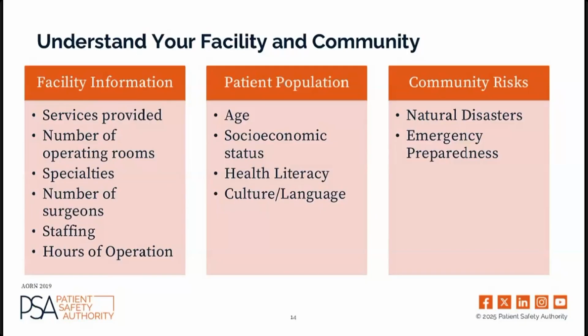So when you're understanding your facility and your community, we want to, again, really assess what exactly we're working with. So when we're thinking about facility-specific information, we want to think about what services we are providing, how many operating rooms we have, what specialties are doing procedures within the facility, the number of surgeons we have, what our staffing looks like, and what our hours of operation are.